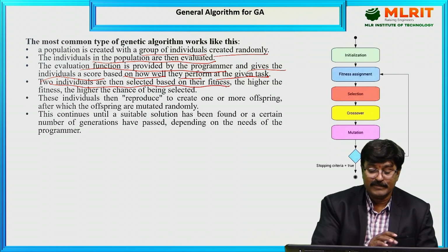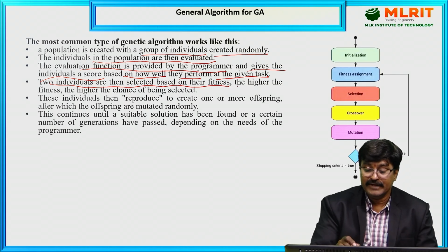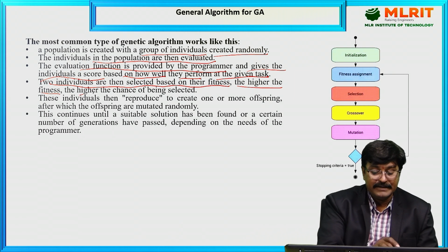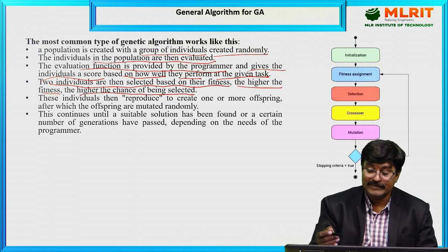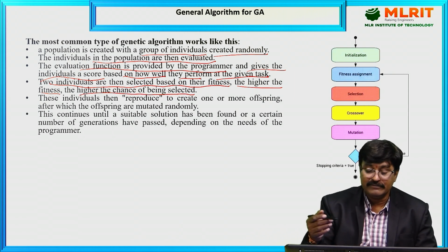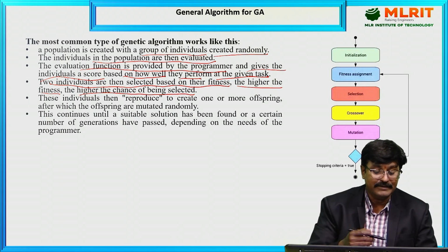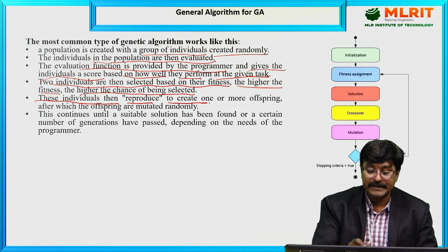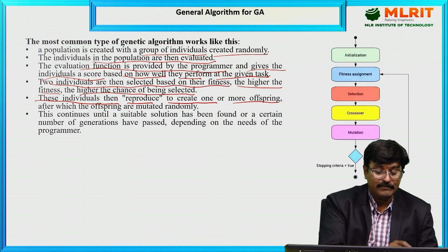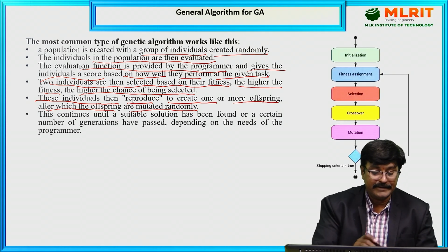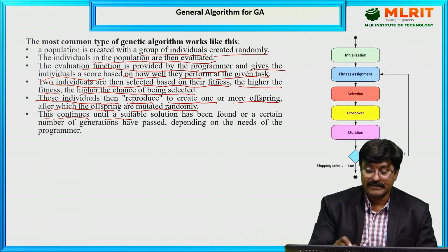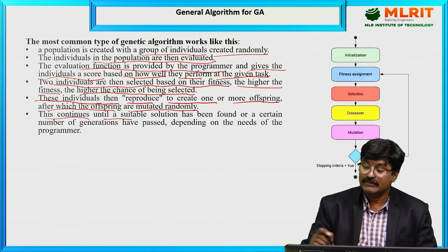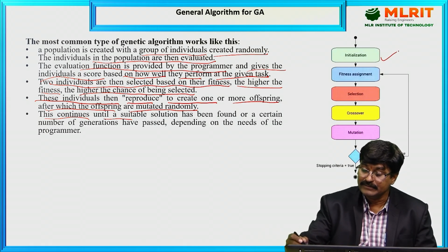Based on the fitness function, you are selecting the individuals. The higher the fitness, the higher the chance of being selected. So, if the fitness factor is good, then you may be selecting it as the next one. These individuals then reproduce to create one or more offspring, after which the offspring are mutated randomly. This continues until a suitable solution has been found or a certain number of generations have passed, depending on the needs of the programmer.